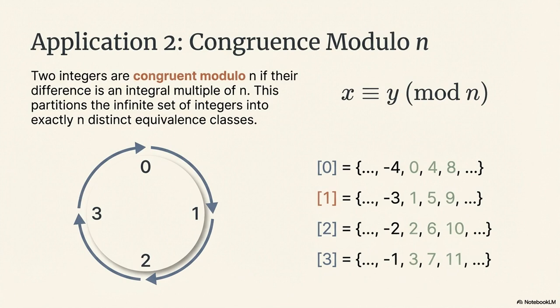Application 2 is congruence modulo n. We say x is congruent to y modulo n when x minus y is divisible by n. This relation partitions all integers into exactly n residue classes, bracket 0 through bracket n-1. The slide's example, modulo 4, shows those classes explicitly, each containing integers with the same remainder upon division by 4. Congruence modulo n is an equivalence relation because the reflexive, symmetric, and transitive properties all hold under divisibility. This framework is foundational in number theory and cryptography, where we reason about remainders instead of raw integer magnitude.